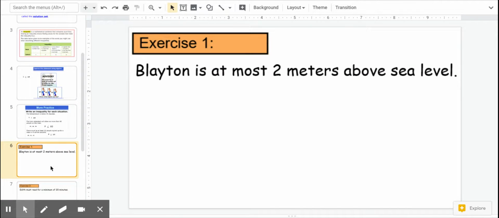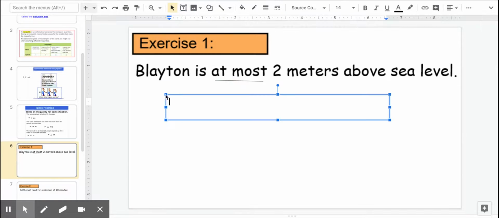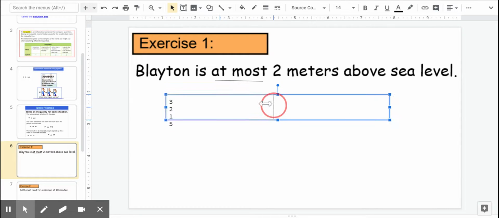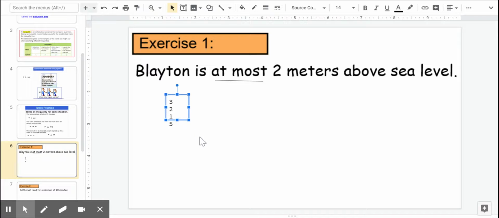If I have Blatant is at most 2 meters above sea level. So I want you thinking about if he's at most. Now, I know a lot of times people think most and they think the greater than symbol, but most means that's the cutoff. That's the most it could be. So I want you thinking, okay, if he is 3 feet, does that work? If he's at 2 feet, does that work? If he's at 1 foot, if he's at 5 feet, which of these numbers would work if he is at most 2 feet above sea level?